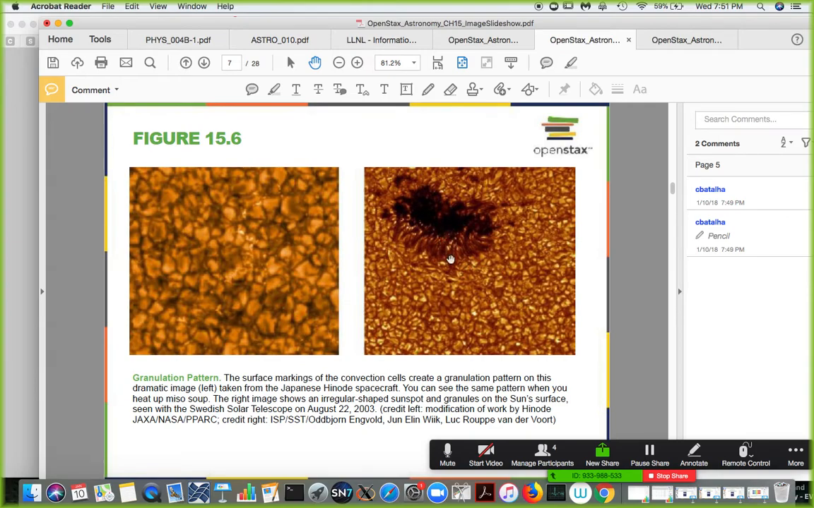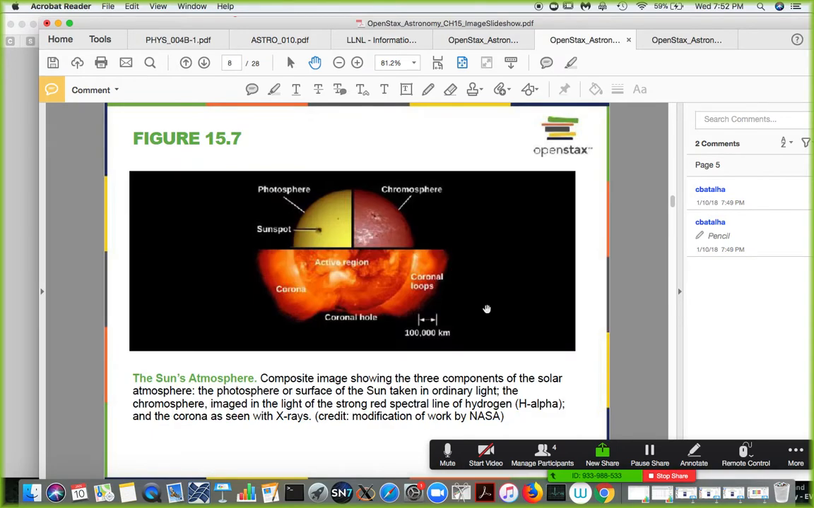The sunspot has two main regions, the umbra, which is the dark part. The temperature there is about 4,000 kelvins. And the penumbral part, which is seen here with a bunch of filaments, is in general 5,000 kelvins. And the granulation itself, if you take the average temperature, is about 6,000 kelvins.